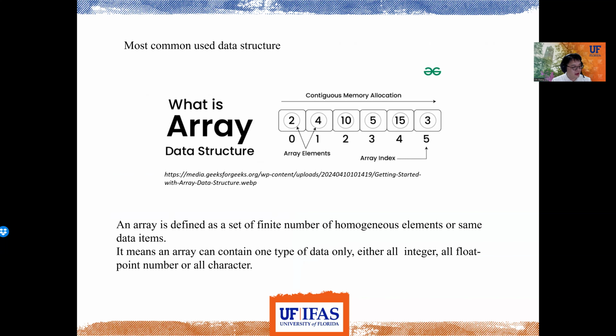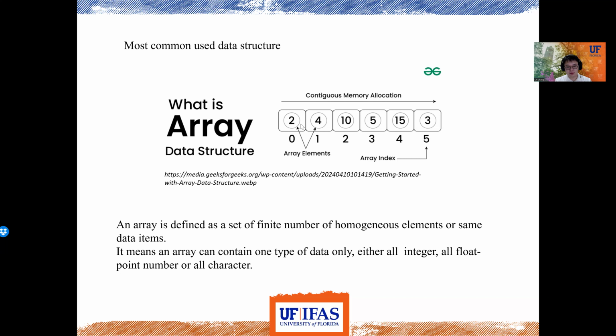Next, we talk about what an array is. That is the most commonly used data structure in data science. Let's start with this: an array is a collection of elements, all of the same type, stored in contiguous memory locations. This means an array can hold integers, floating point numbers, or characters, but not a mix of those. Most of the time you can store your data in an array.